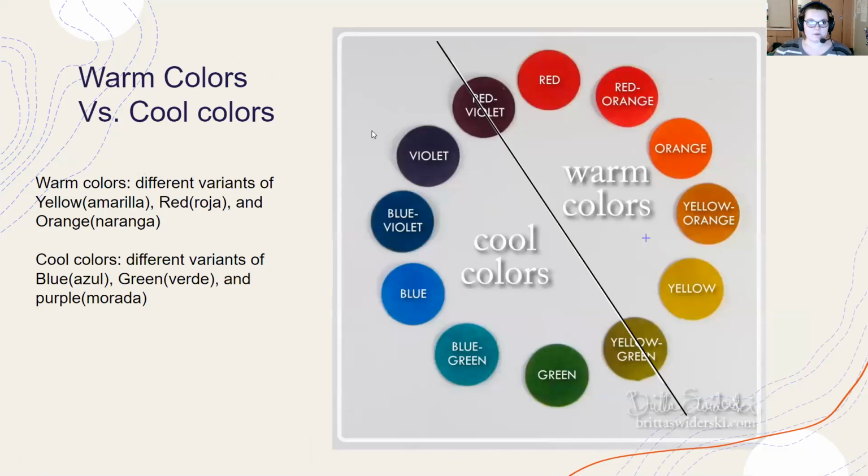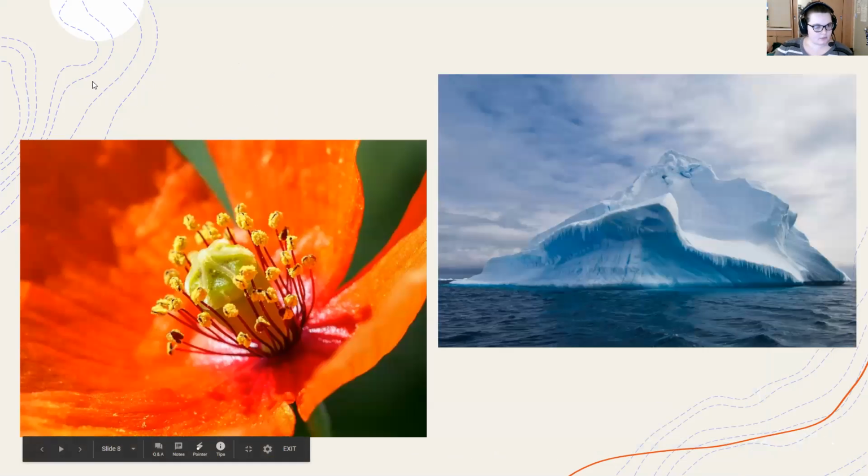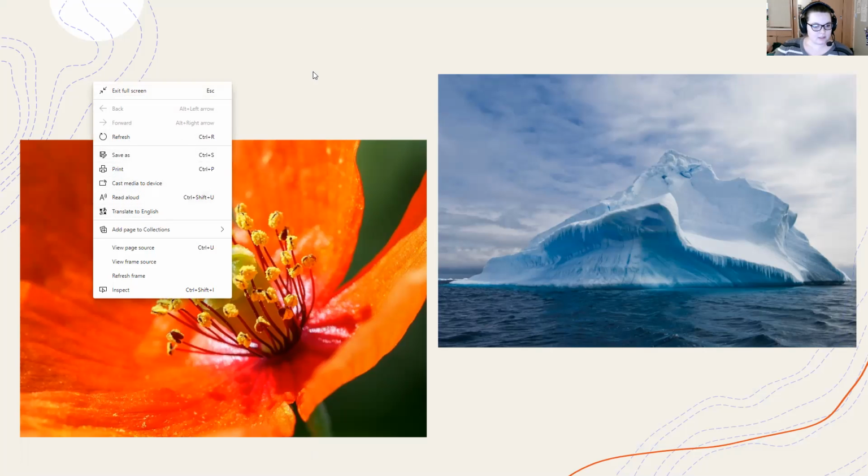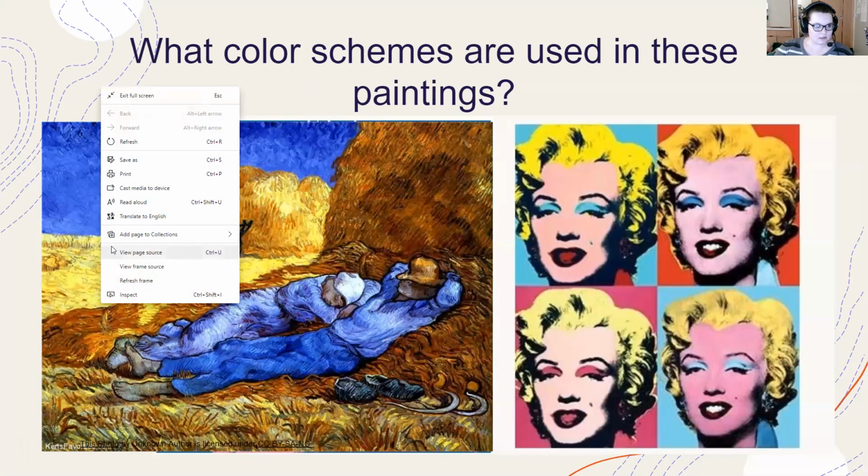Next, we have another grouping, two other groupings, warm colors and cool colors. So over here we have another, oh, accidentally clicked, sorry guys, and I did it again. Let's just get this back.